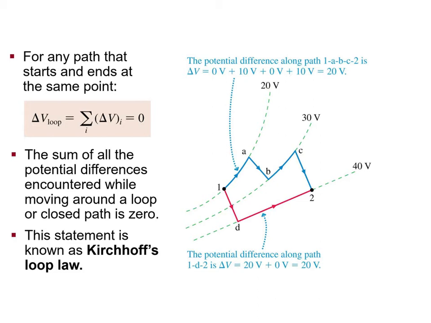All right, so the sum of potential differences along any loop or closed path must be 0. This gets a special name called Kirchhoff's law, Kirchhoff's loop law, and we'll use that a lot in circuits. It works in free space as well, but it's historically associated mostly with circuits.